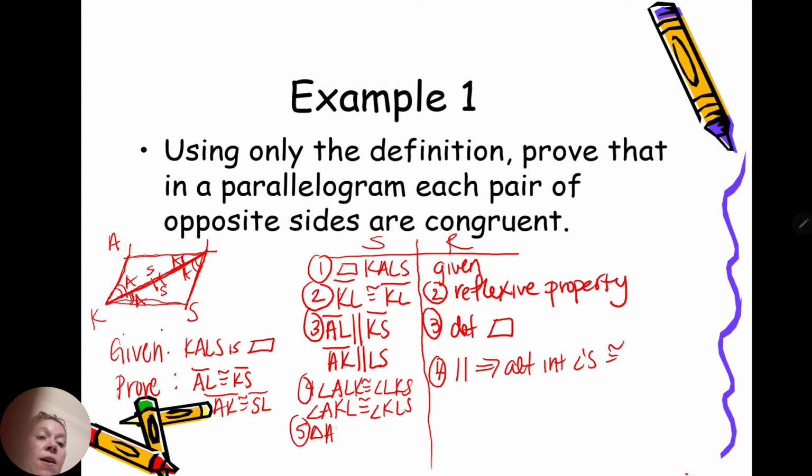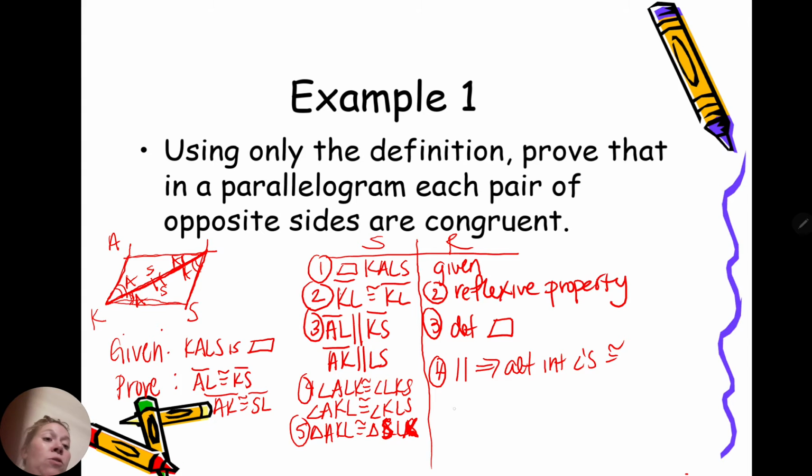Triangle AKL is congruent to triangle, what do we got? AKL is congruent to triangle... No. SLK. Sorry. Going too fast. Slow down, Miss Callis.